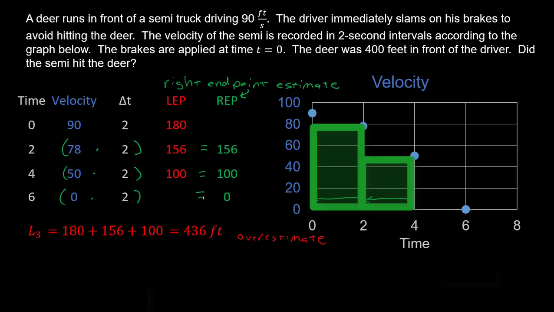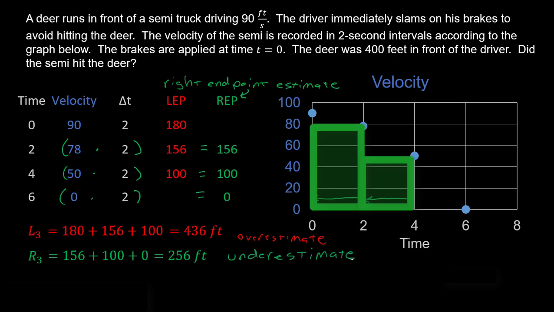So adding up all these areas, we end up with our right endpoint estimate, which we're going to denote as R3 because we're adding up 3 rectangles. And that, of course, is just going to be equal to 156 plus 100 plus 0, which gives us a total of 256 feet. And if we look at our plot again, you would imagine that if we had a continuous curve, it's going to be decreasing gradually through this, and the area under that curve is going to be larger than the green area that we just estimated. So our R3 is going to be an underestimate.